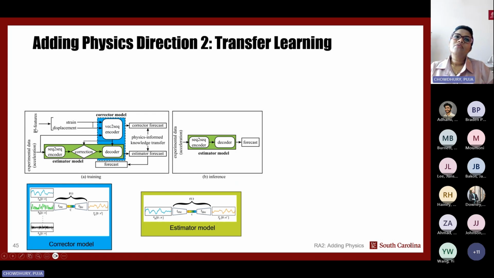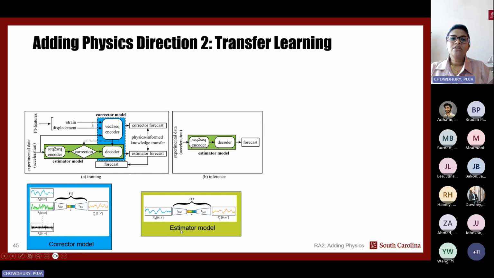In the case of the corrector, we send all the features. In the estimator, only one feature in the training phase. In the case of inference, we only have the estimator model. And here the input is the acceleration, and the output is also the acceleration over the forecasting.